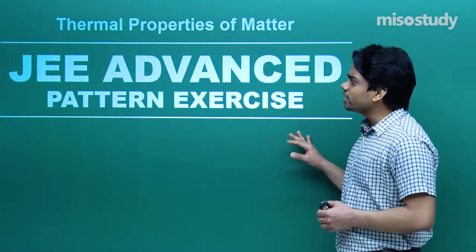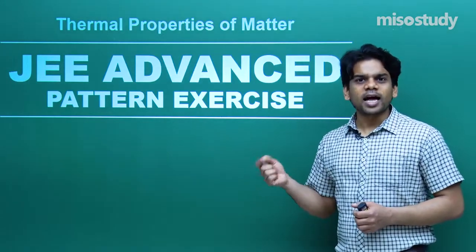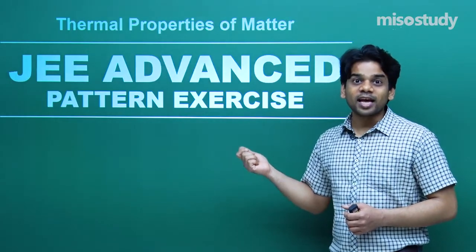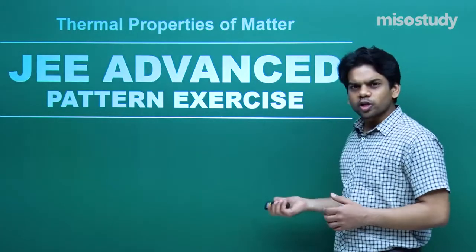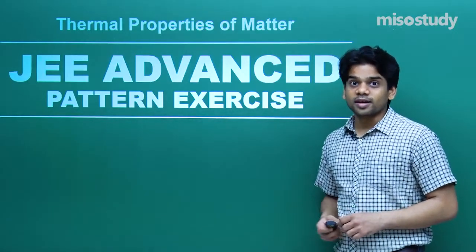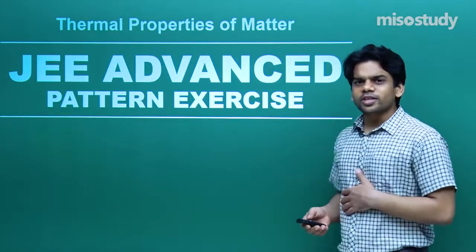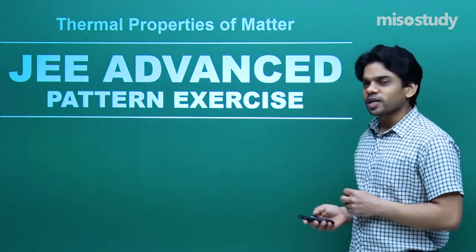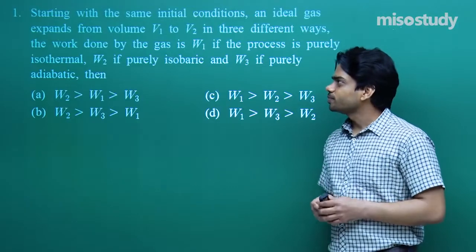Now in your integer type question you will have one option, and you have to bubble a circle that coincides with the integer you get as the answer. In single choice, again it will be one option with the correct answer. In more than one choice you can get more than one option as the correct answer. Let's go ahead with the first question of this chapter, thermal properties of matter, based upon the JEE Advanced pattern exercise. The first question comes here.